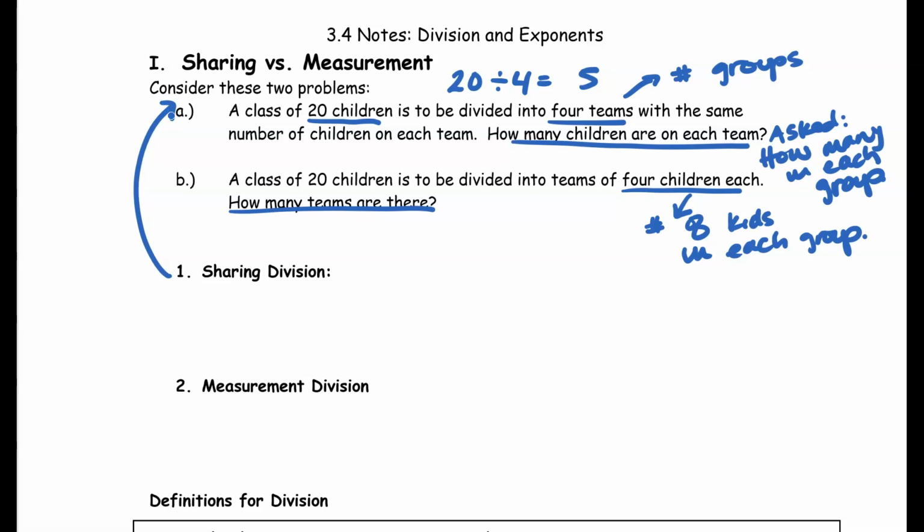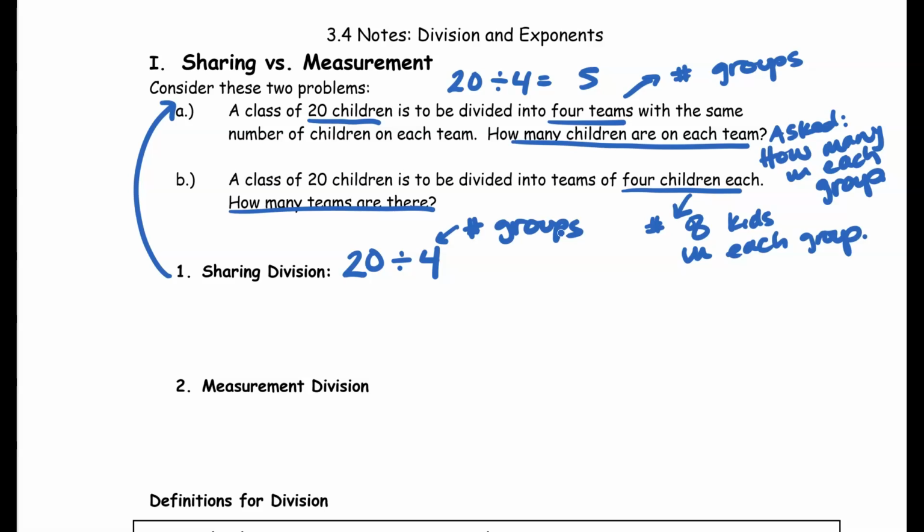So the first one relates to part A. So sharing division is when you have sort of a total. So let's say we've got 20 kids. And if we want to model 20 divided by 4, the way that we use sharing division is we interpret this second number. We say this is the number of groups. Okay, so let's just draw a picture. So 20 divided by 4.